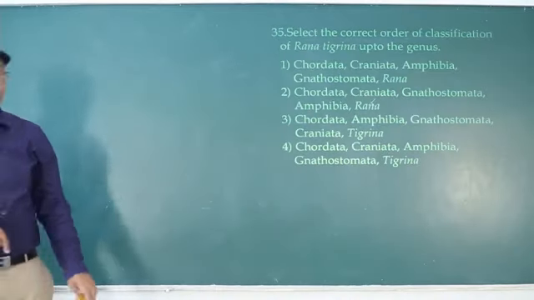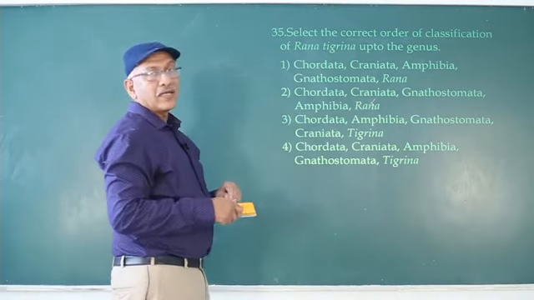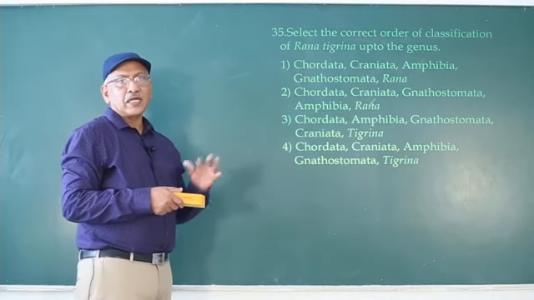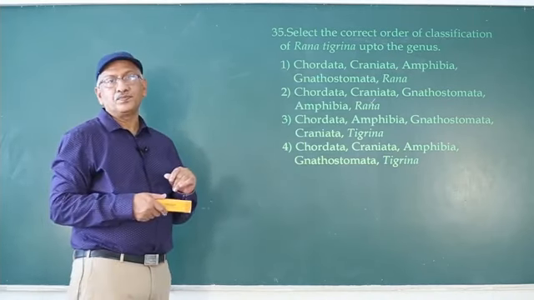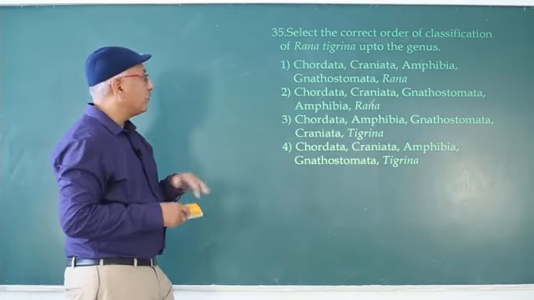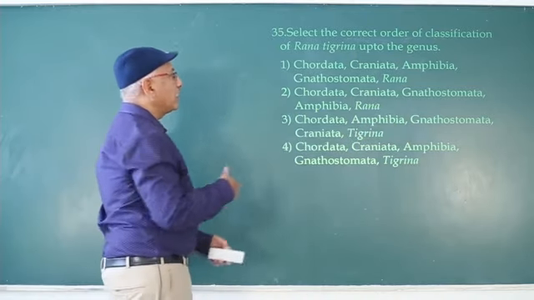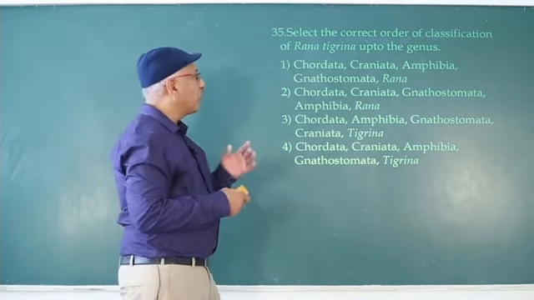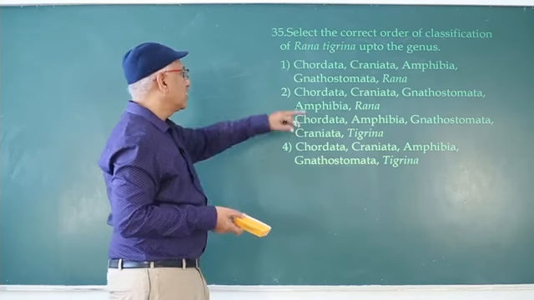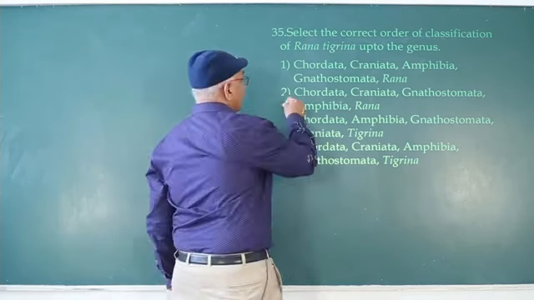Next question. Select the correct order of classification of Rana tigrina up to the genus. Rana tigrina, the scientific name of bullfrog, belongs to phylum Chordata, subphylum Vertebrata. Vertebrata is also known as Craniata. Then superclass Gnathostomata, correct. Class Amphibia. Order Anura is not given.